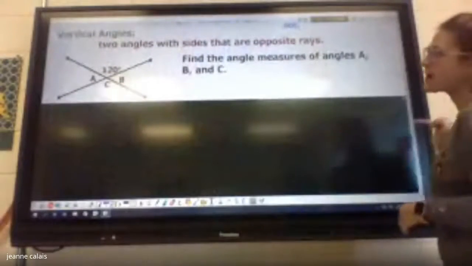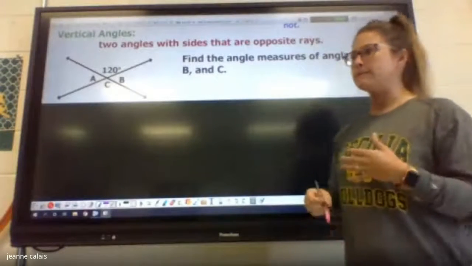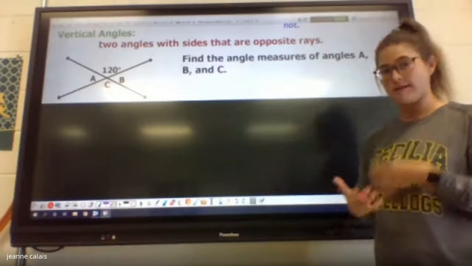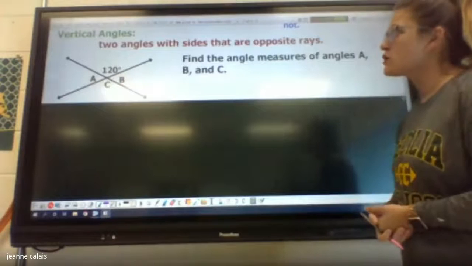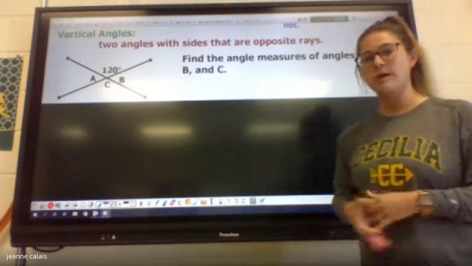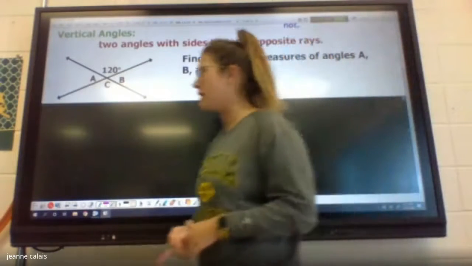So vertical angles are two. This is the formal definition of vertical angles. And then I'm going to tell you how to identify it just by looking at a picture and determine if you have vertical angles. So vertical angles are two angles with sides that are opposite rays. We talked about opposite rays in the basic definition lesson.